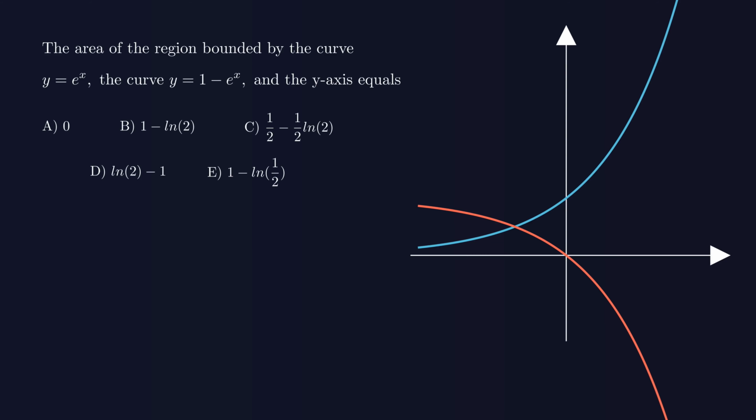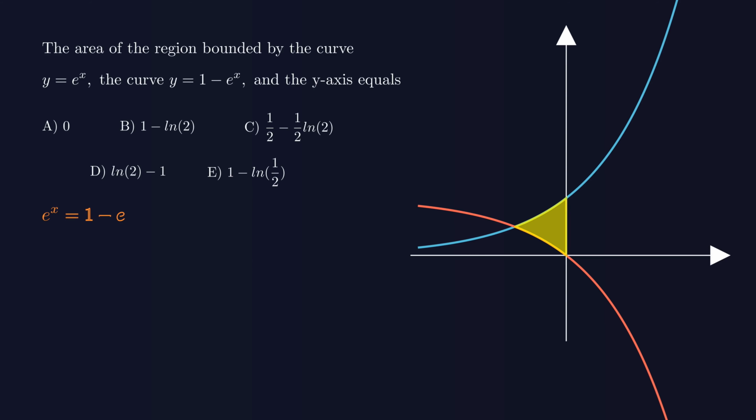Now the question asks for the area between these two curves and the y-axis. Before I mark anything, can you try to guess where that is? Yes, I think you've got it. It's this yellow region right here. Now before we write the integral, we need to find the limits. That means we need to find where the two curves intersect.